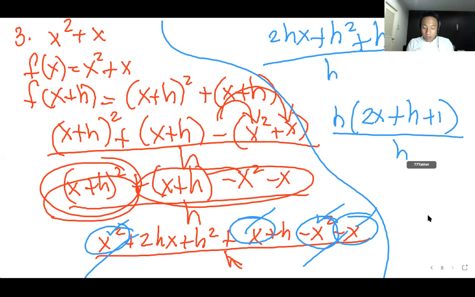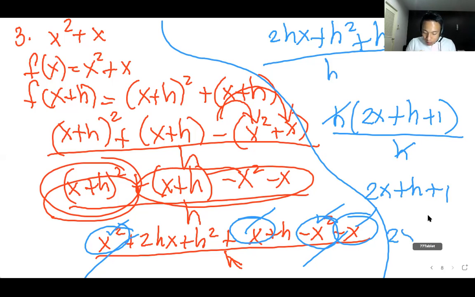Okay? And then, we will cancel now h. We'll cancel h. And then matitira na lang si 2x plus h plus 1. So since we don't have any denominator now here, we can now use the substitution property. Okay, so yung value ng ating h is 0. So I will change h as 0. Okay, so ang maging final answer natin will be 2x plus 1.